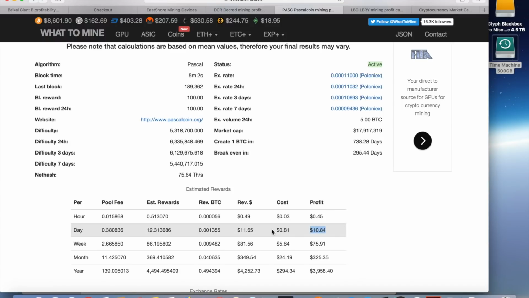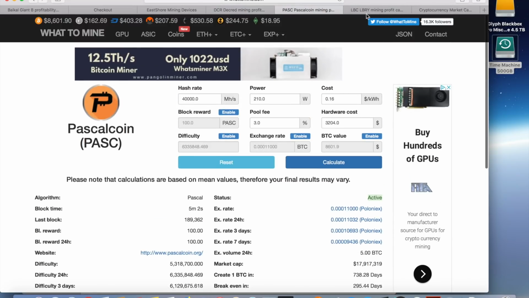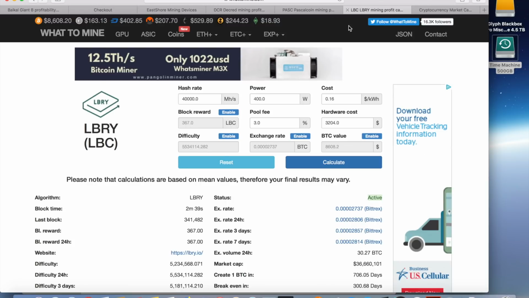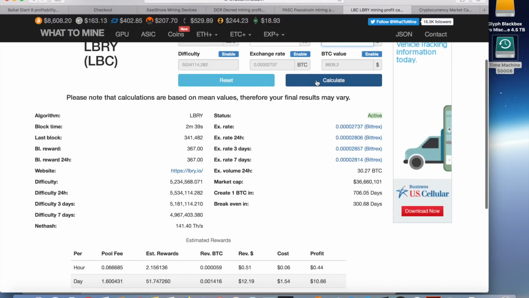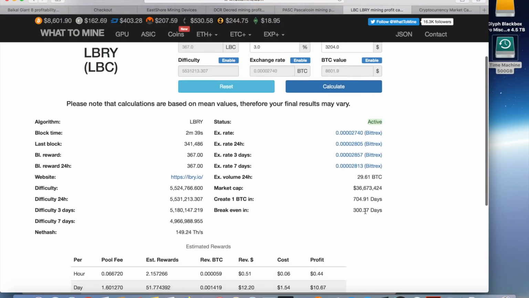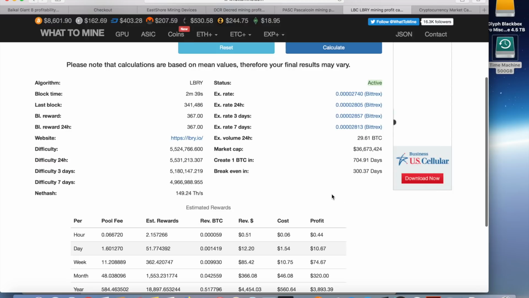$10.84 profit per day after you pay your electricity and your pool fees, okay? And if we go to Library Credits, 40,000 megahash, 400 watts of power, 16 cents per kilowatt-hour, pool fee of 3%, and the hardware cost of $3,204, you're looking at 300 days to break even. Now, these numbers ain't bad.